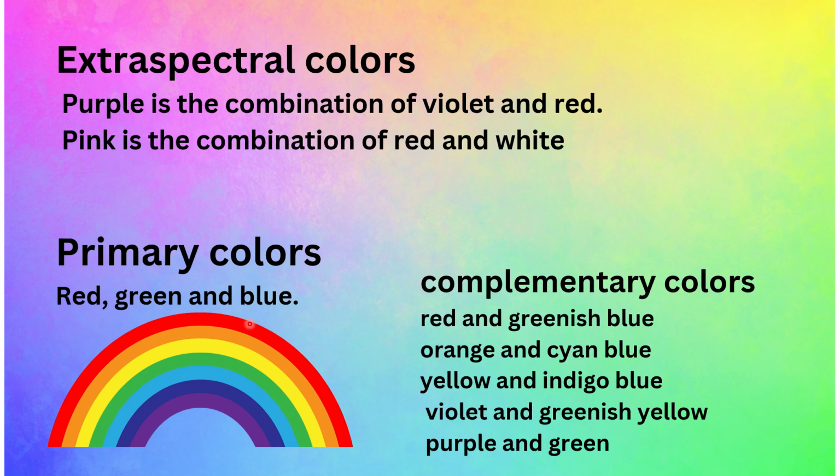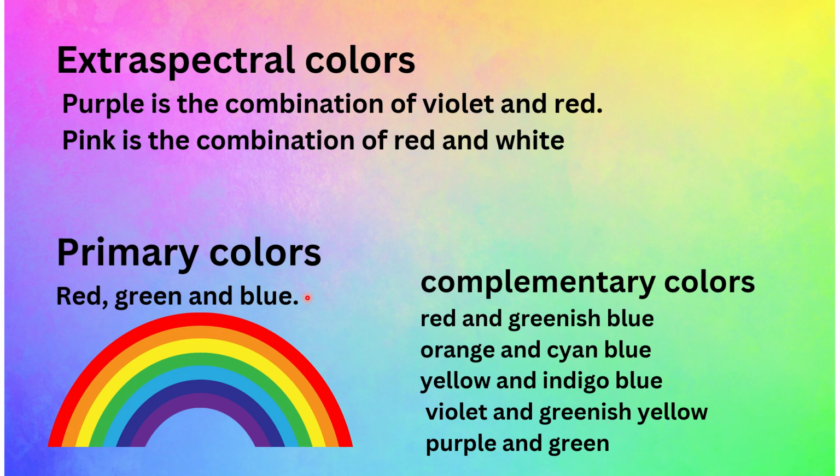Complementary colors are a pair of two colors which produce white when mixed or combined in proper proportion. Examples of complementary colors are red and blue-green, orange and cyan blue, yellow and indigo blue, violet and greenish yellow, purple and green.